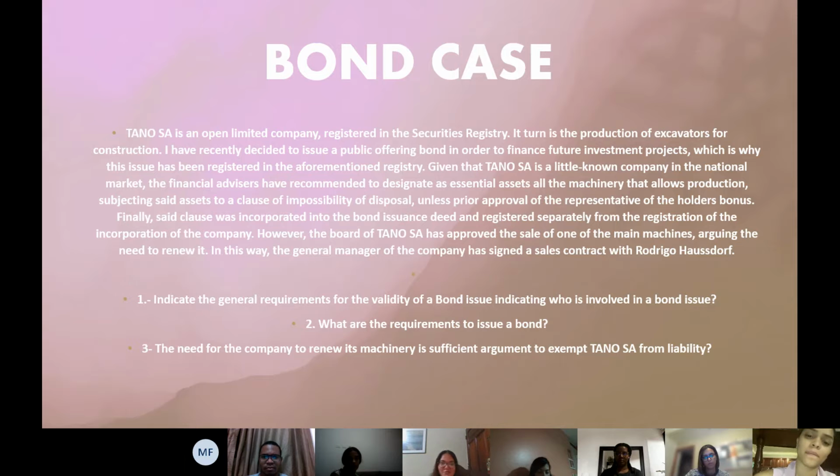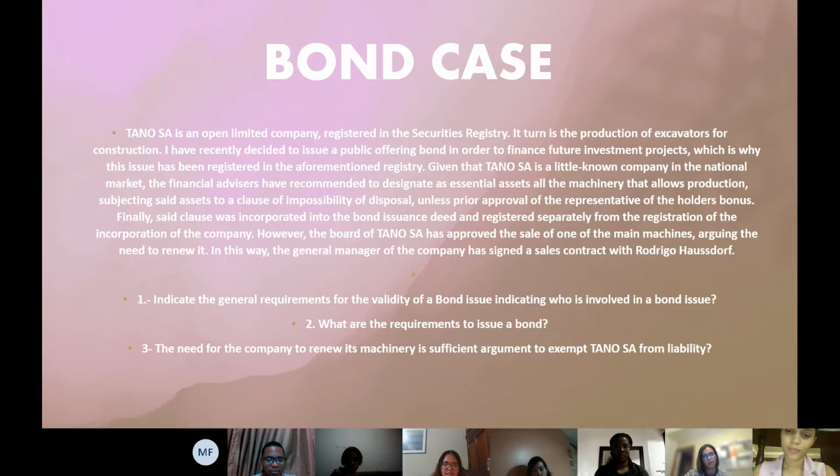Hello, today we are going to talk about the case study about bonds. Tano SA is an open limited company registered in the Securities Registry. Its line of business is the production of excavators for construction. It has recently decided to issue a public offering bond in order to finance a future investment project, which is why this issue has been registered in the aforementioned registry.